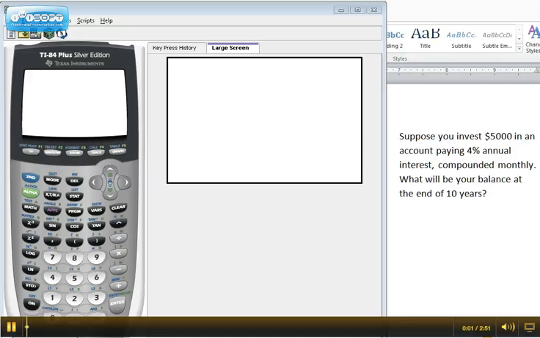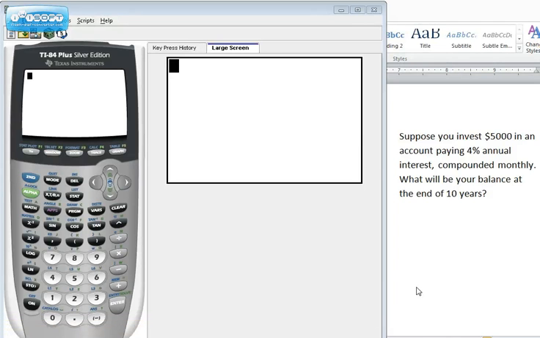This video is going to show you how to do the accumulated balance problems from section 4B on the financial calculator, the graphing calculator. Our problem on the right says we're going to invest $5,000 in an account paying 4% annual interest compounded monthly, and we'll find the balance at the end of 10 years.